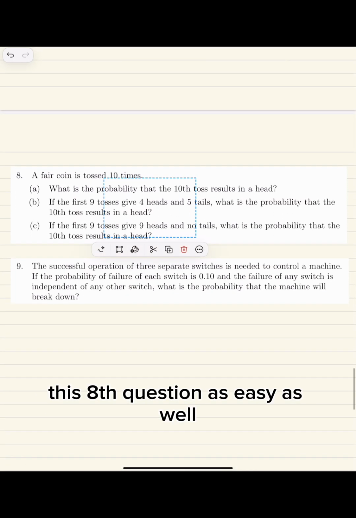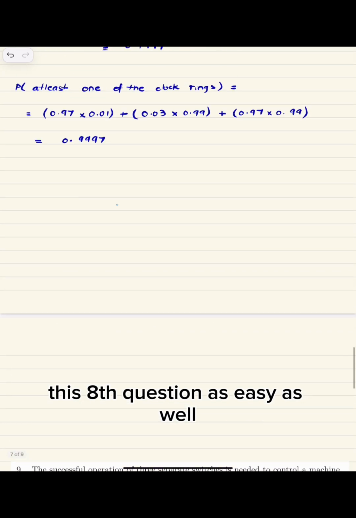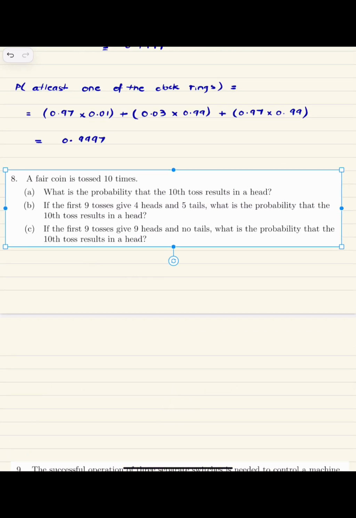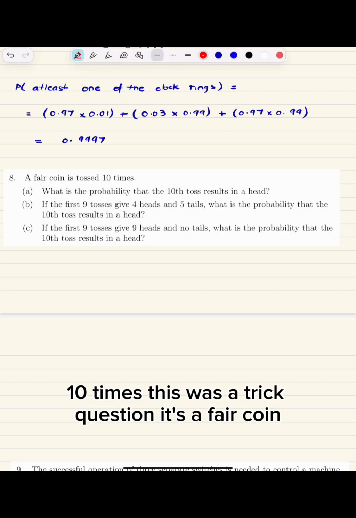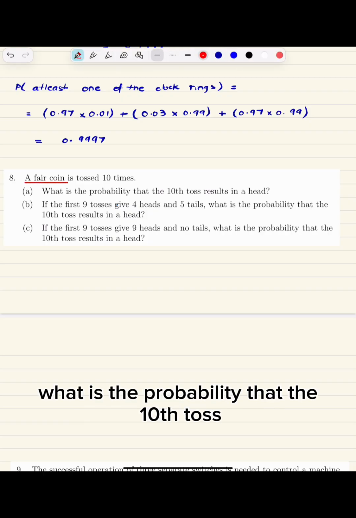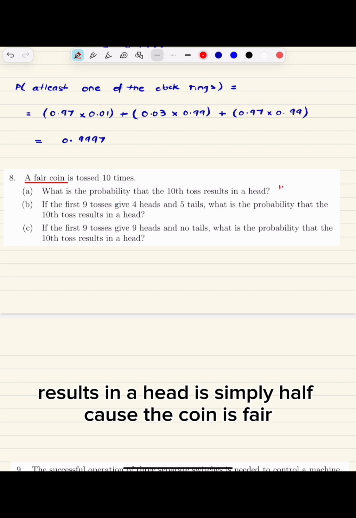This eighth question is easy as well. A fair coin is tossed 10 times. This was a trick question. It's a fair coin. What is the probability that the 10th toss results in a head? It is simply half because the coin is fair.